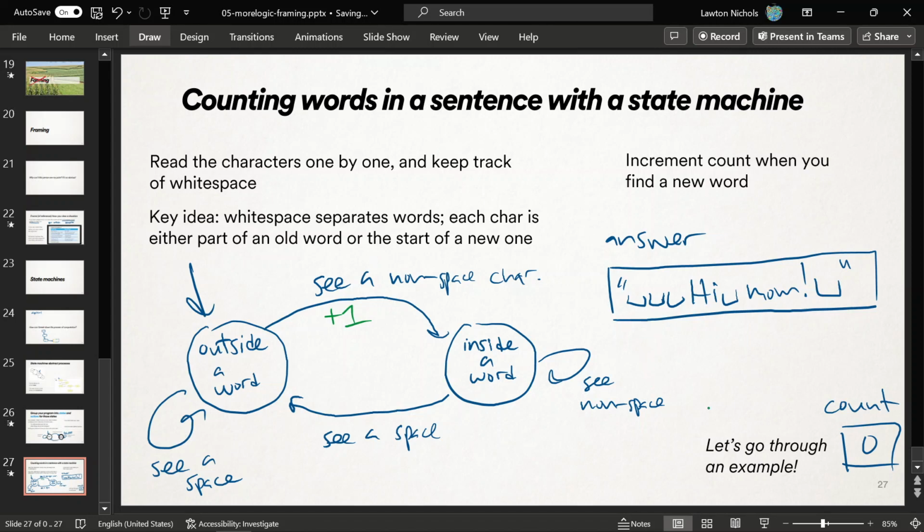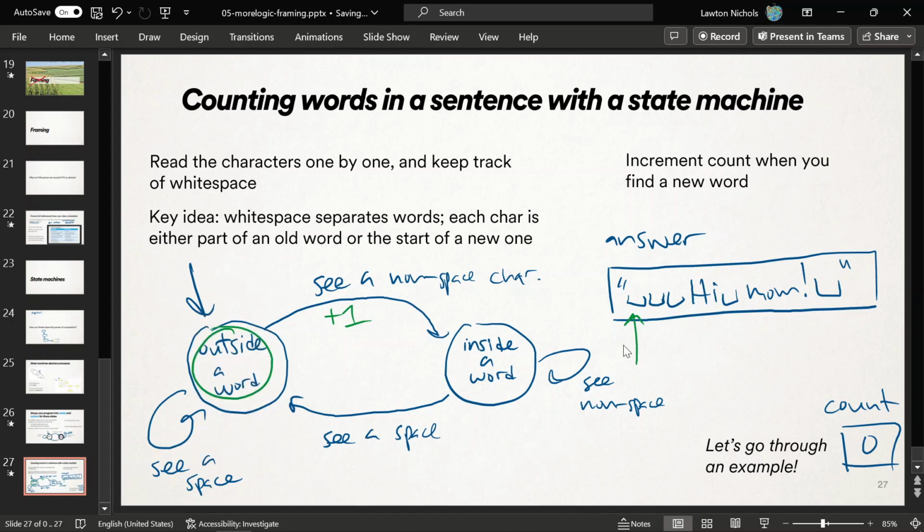So let me make an arrow that I can just keep on reusing. And so I'm going to read every character one at a time, starting in the outside of a word state. I'll keep this to mark where I am right now. So this is the state I am currently in. Let's see if I can keep that separate. So I have this one. Cool. So I'm outside a word right now, and I just saw a space character. So I see a space character. I remain in the outside of word state.